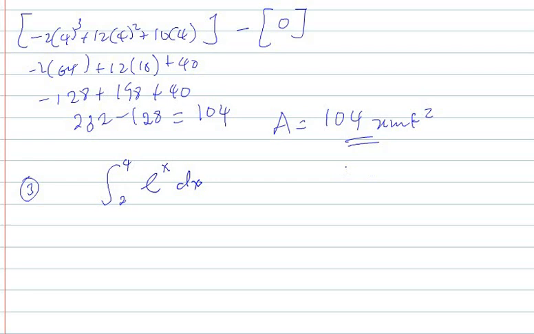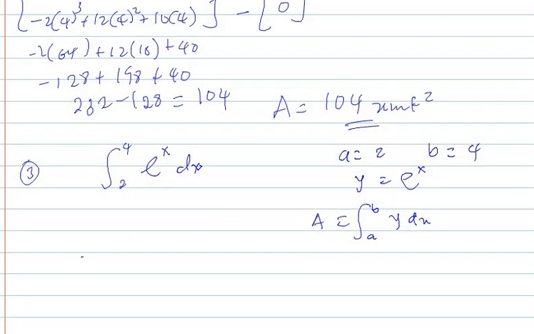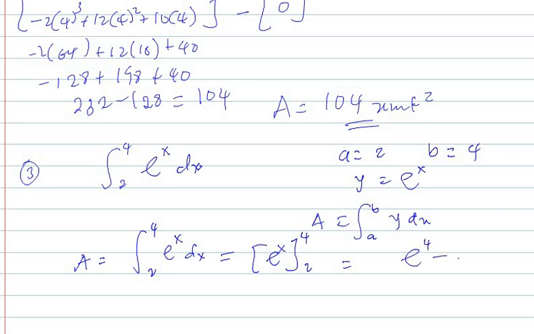So the question means that a is equal to 2, b is equal to 4, and y is equal to e to the x. And then we know that area is equal to the integral from a to b of y dx. So it's just substitution. You can say area is equal to the integral from 2 to 4 of e to the x dx. Taking the integral of e to the x is e to the x also, then we have the limits 4 and 2. Then we can say e to the 4 minus e to the 2.